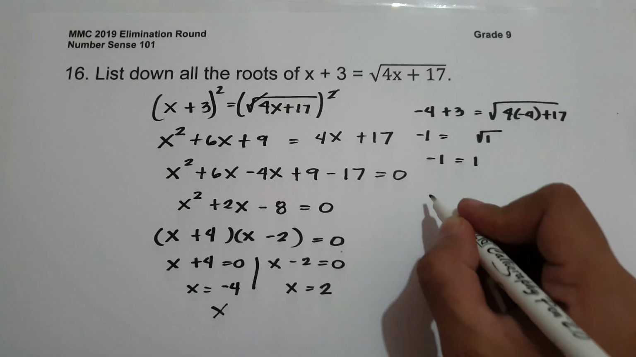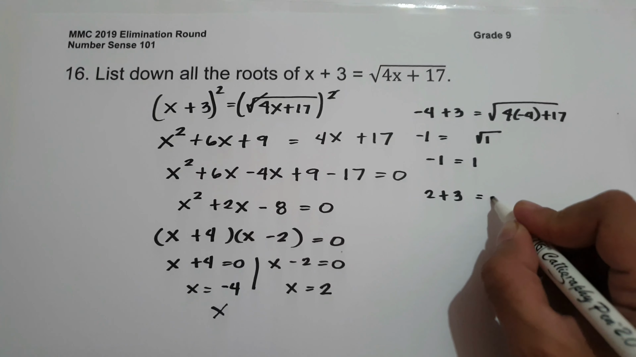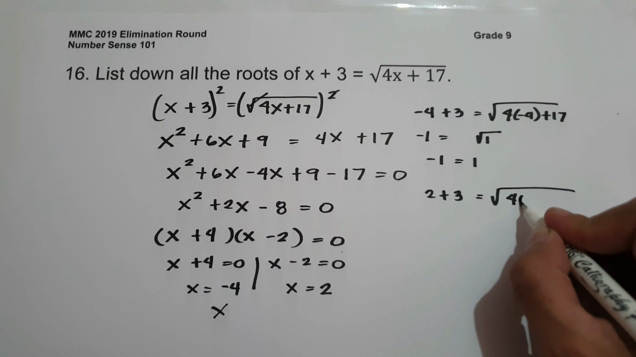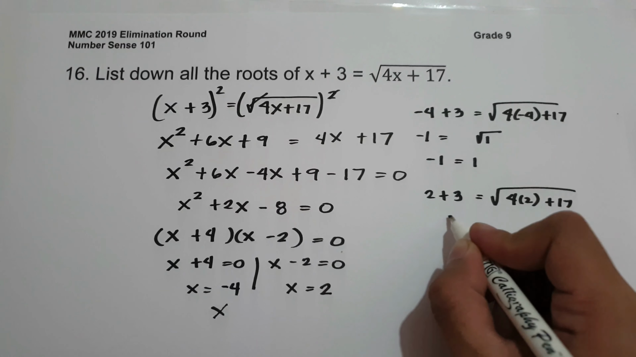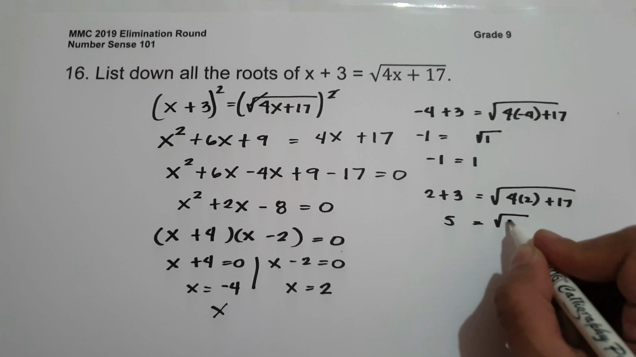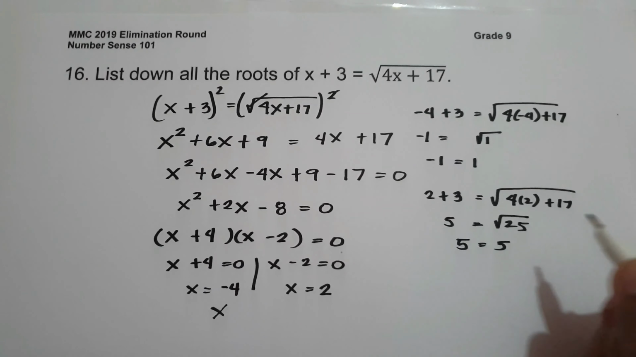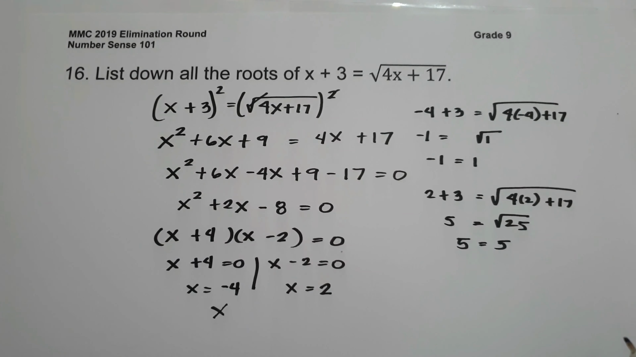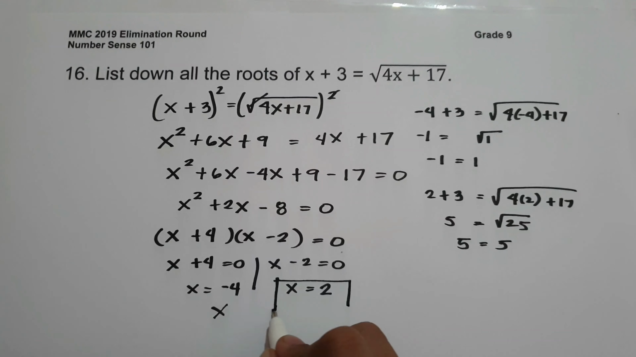What about 2? You're going to have 2 plus 3 equals square root of 4 times 2 plus 17. So 2 plus 3, that is 5. And then 4 times 2 plus 17 will give us 25. And the square root of 25 is 5. So meaning to say, the root or the solution for this equation is 2. And this will be our answer.